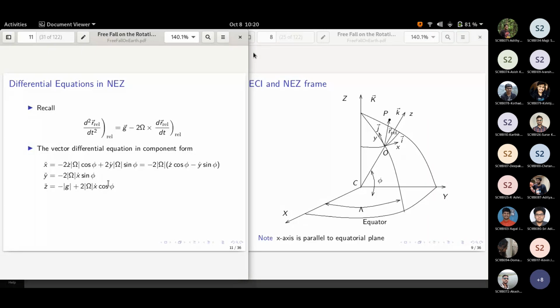I hope you will be able to simplify it. Basically, you just have to consider only these two expressions, where g itself is obtained after compensating for the centripetal quantity. Any questions until now? No, sir.